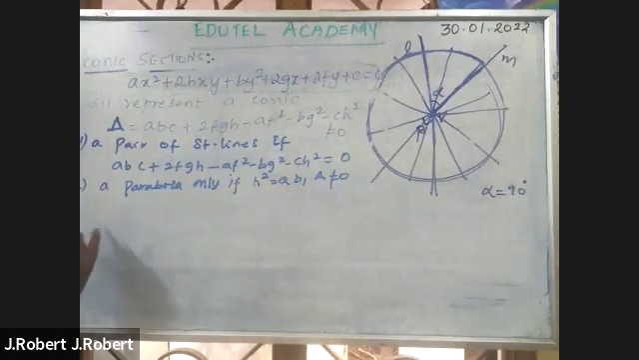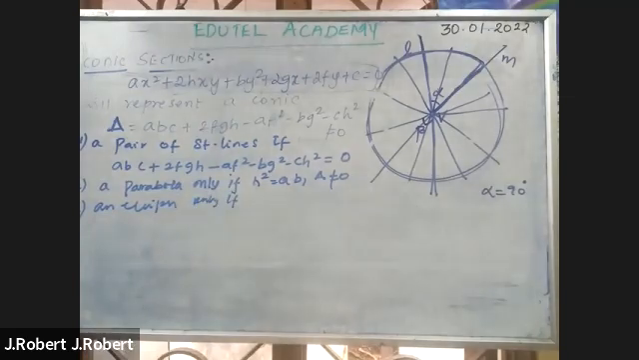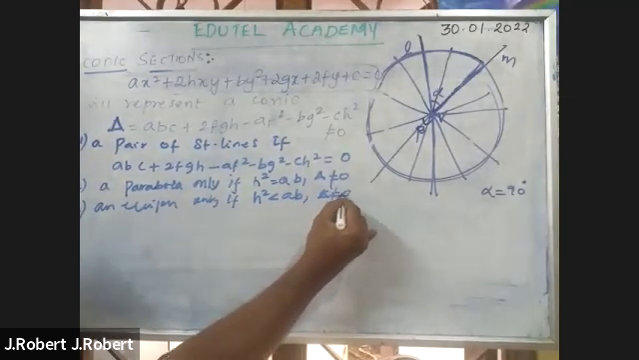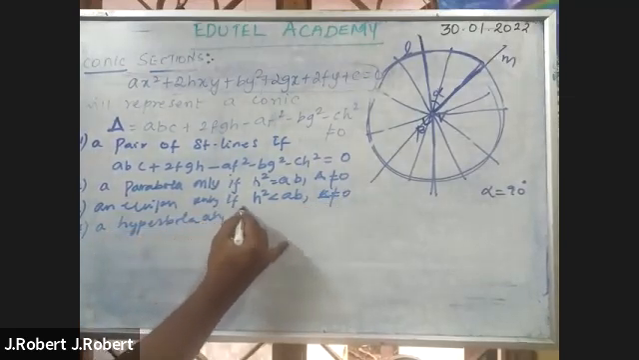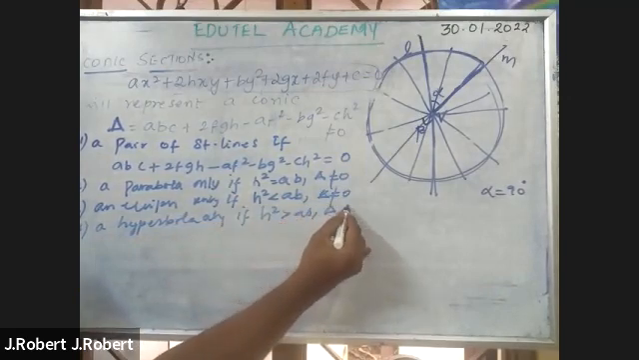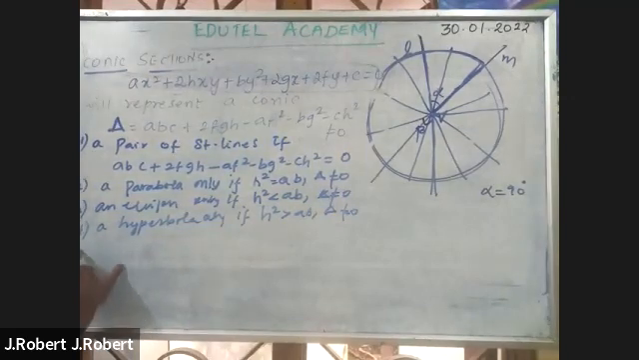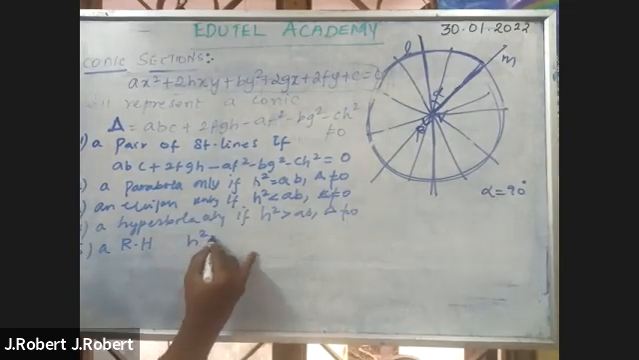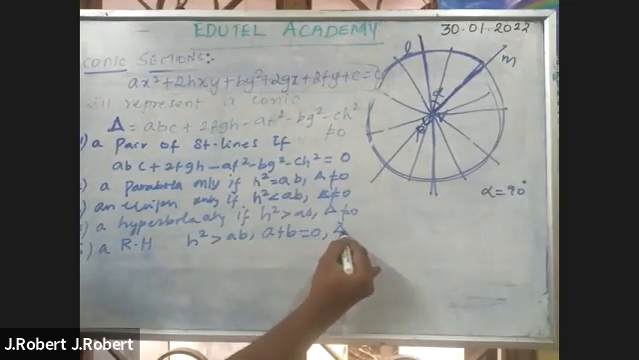Okay, now next one, third one is called an ellipse. Only if h square is less than ab or del not equal to 0. A hyperbola, only if h square is greater than ab, your del not equal to 0. Next, a rectangular hyperbola. Only if h square greater than ab and a plus b is equals to 0, del not equals to 0.